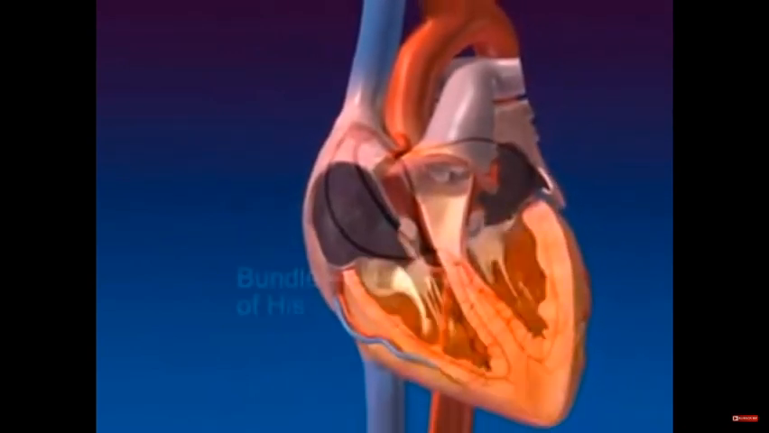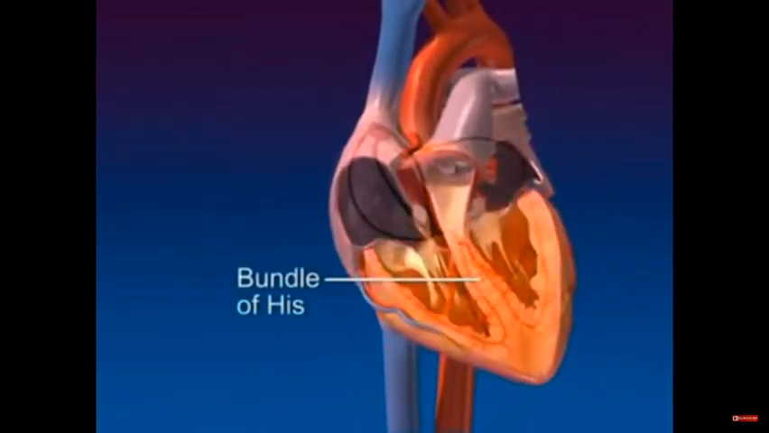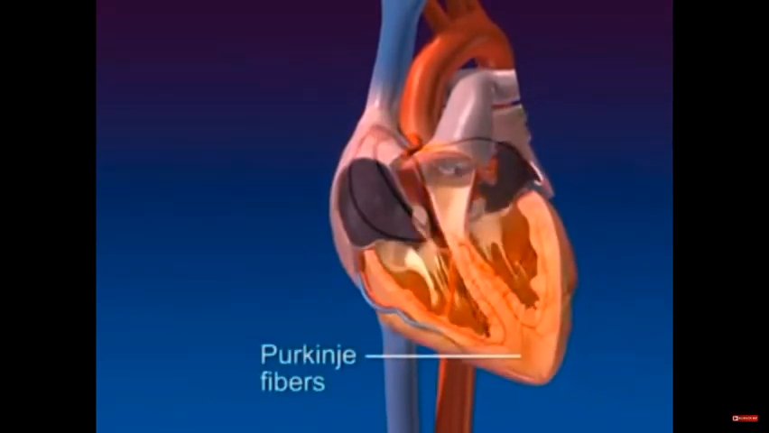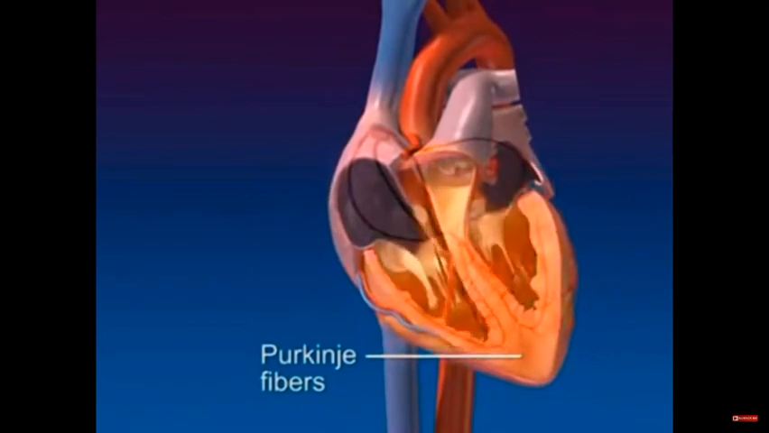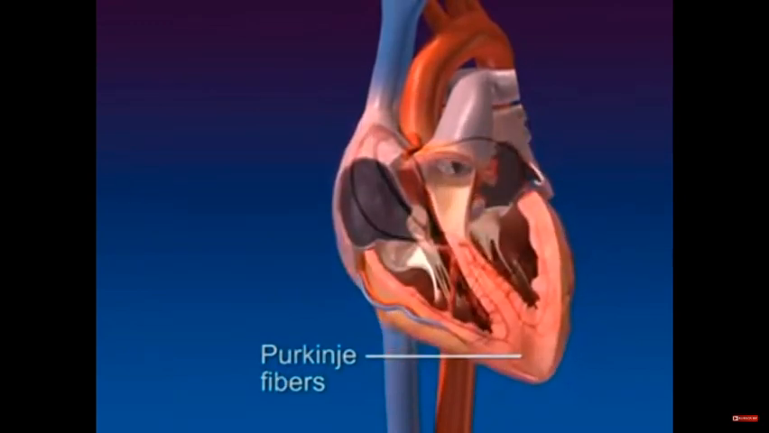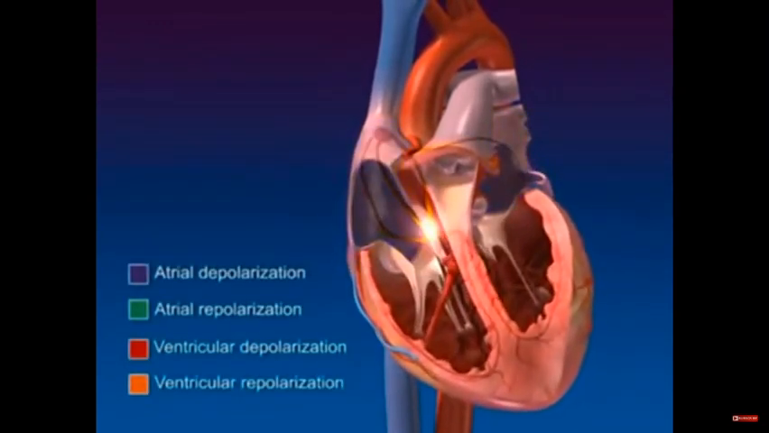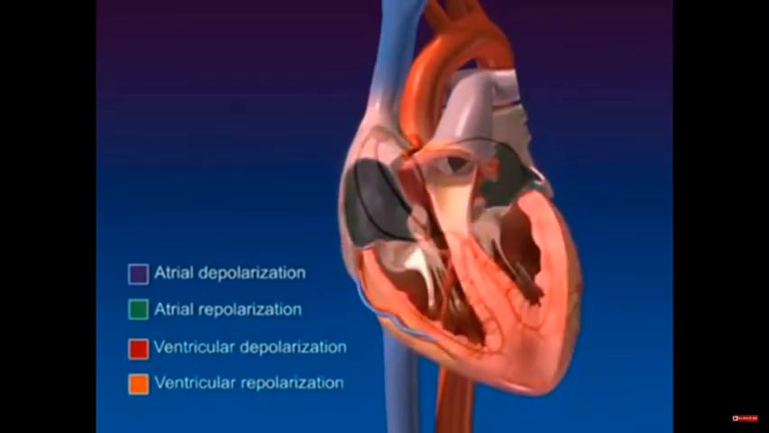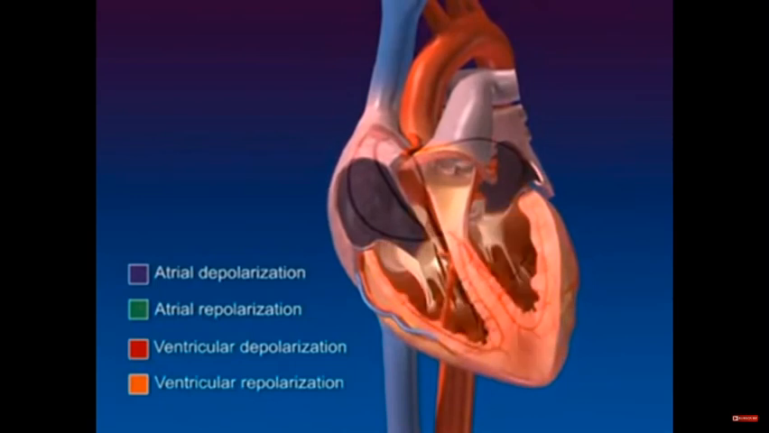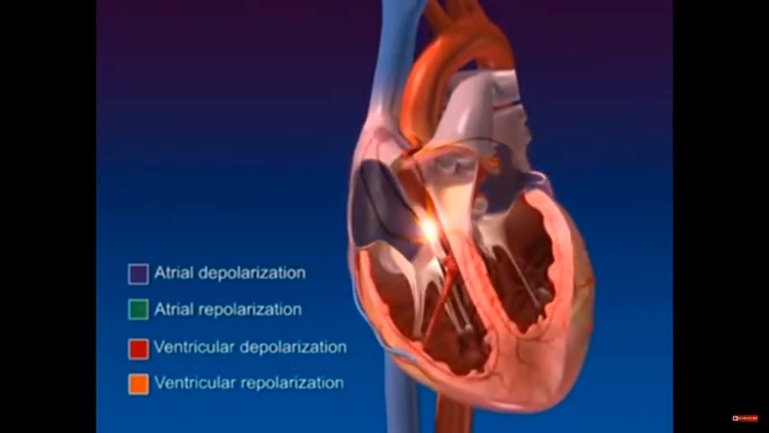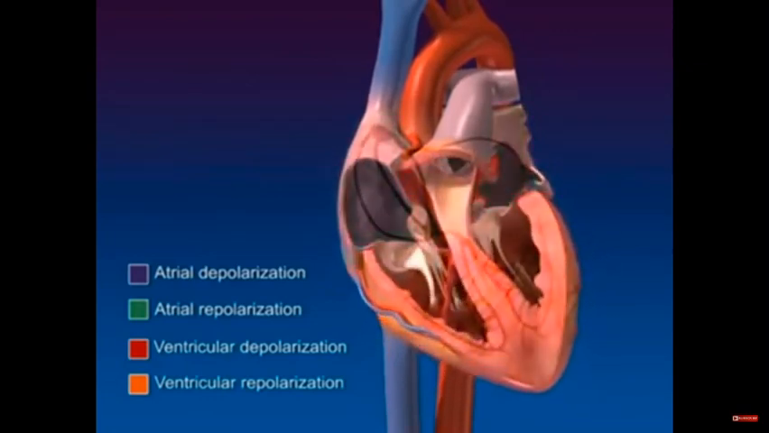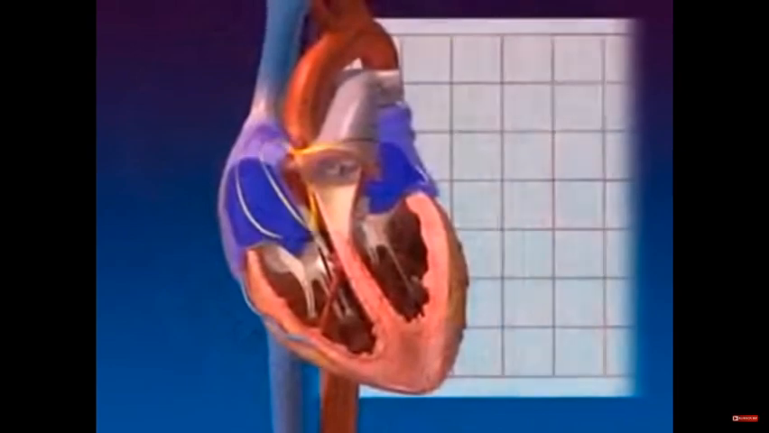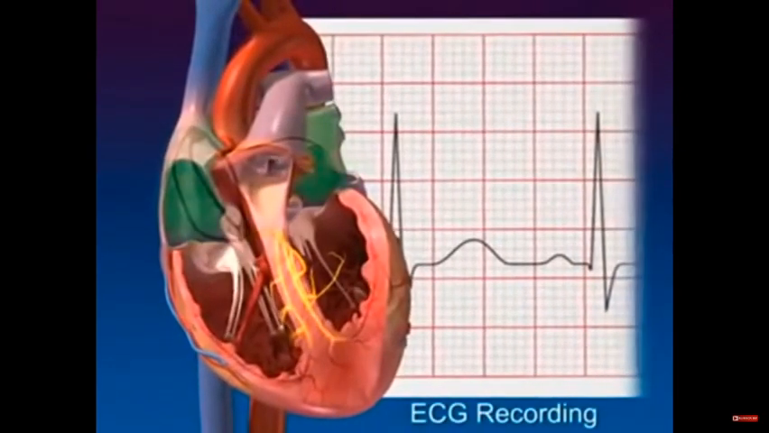The impulse travels quickly through the bundle of His within the interventricular septum. The bundle branches into smaller Purkinje fibers that radiate throughout the ventricular myocardium. Action potentials travel quickly through the Purkinje fibers, then spread to the surrounding ventricular myocytes via gap junctions. Depolarization triggers contraction. Repolarization triggers relaxation. The swift spread of the impulse through the specialized conduction system ensures that the ventricles become excited and contract as a unit. The spread of cardiac electrical activity may be recorded using electrodes placed on the body's surface. The recording, called the electrocardiogram, or ECG, has several distinct components.